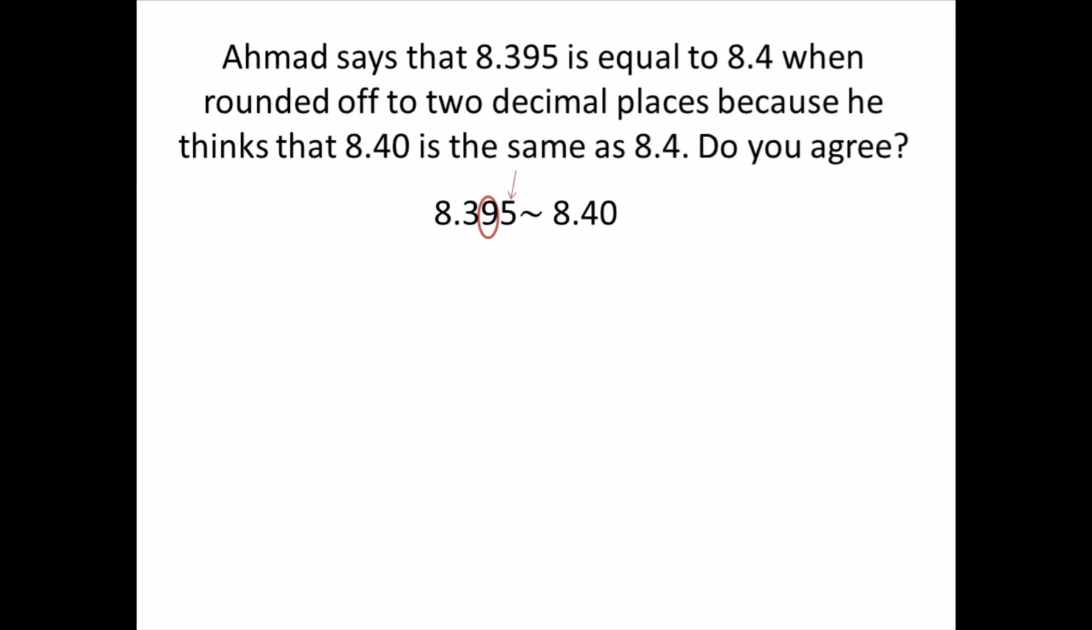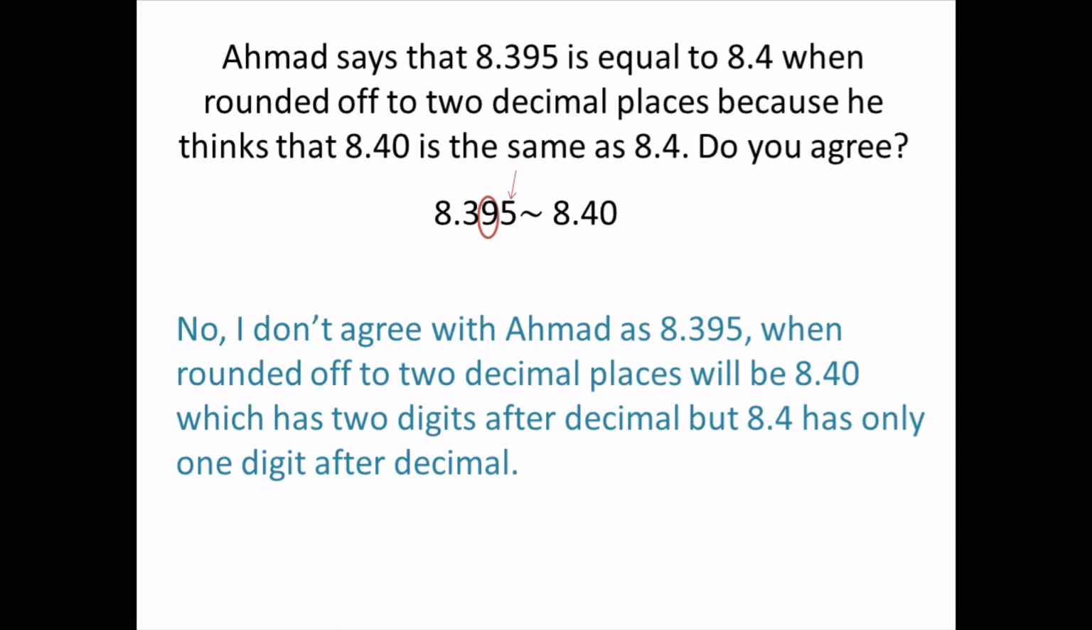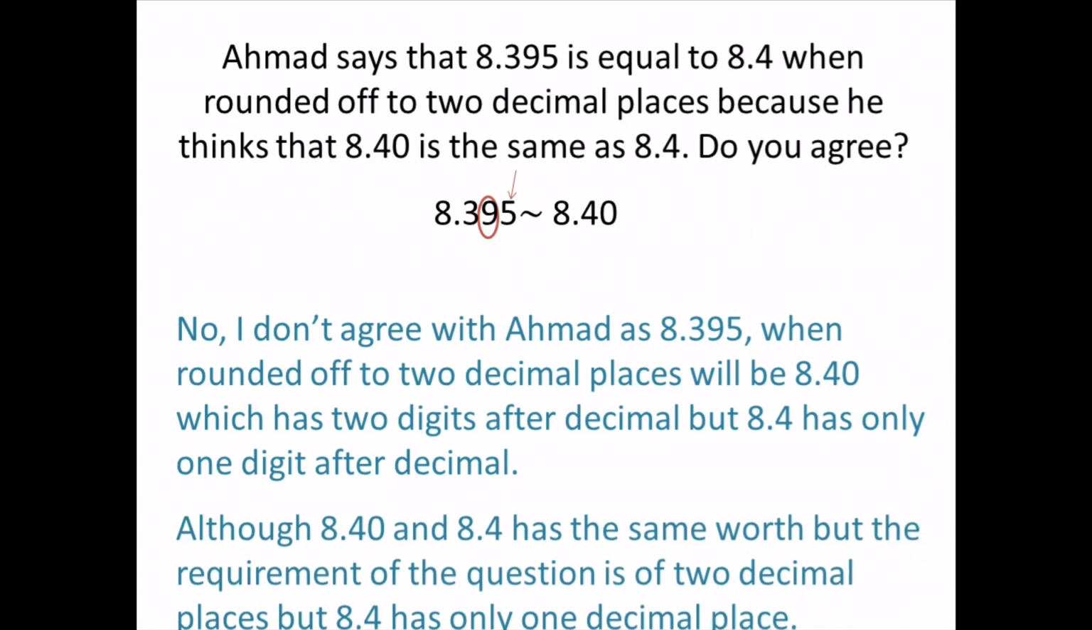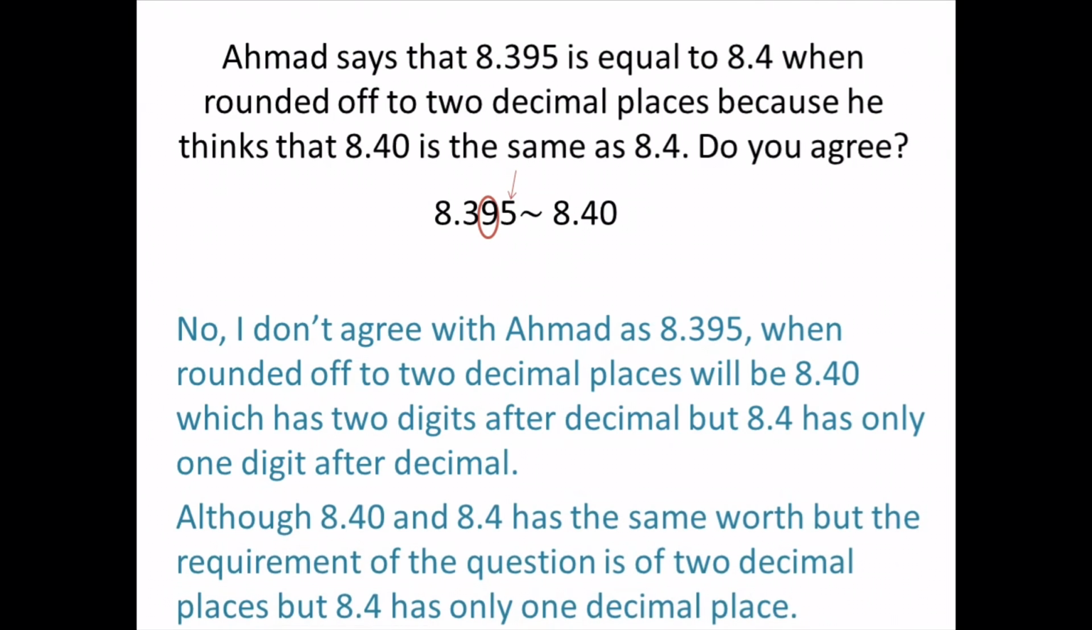When we have to round off to 2 decimal places, it means that we need 2 numbers after the decimal in the answer. So the answer will be 8.40, which has 2 digits after the decimal. But this 8.4 has only 1 digit after the decimal. Although both numbers are the same, their worth is the same, the requirement of the question is 2 decimal places. So we must take 8.40 instead of 8.4. And 8.4 has only 1 decimal place, so we shall not consider it as an answer.